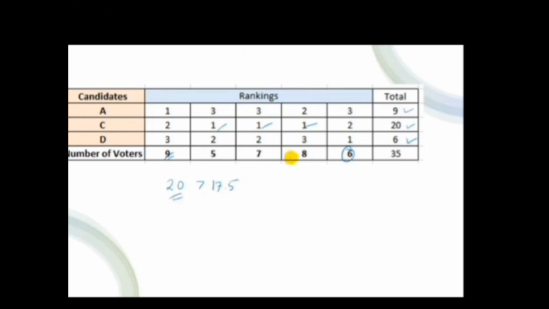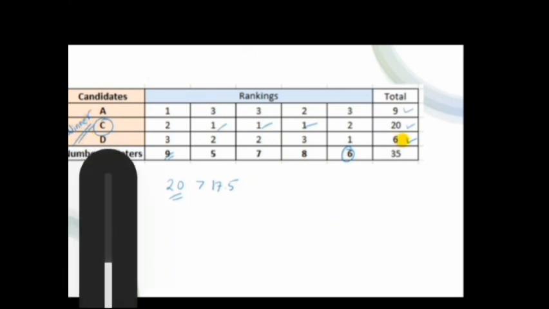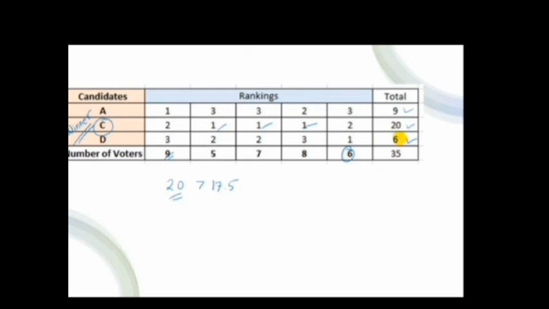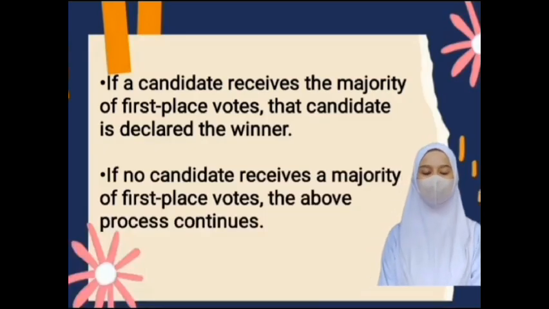So 20 greater than 17.5, so siya ang winner. If hindi umabot si candidate C, kunwari naging 17 siya, mag-e-eliminate naman tayo. I-eliminate natin si candidate D, so ang matitira lang is dalawa. So if a candidate received the majority of first place votes, the candidate is declared the winner. If no candidate receives a majority of first place votes, the above process continues.